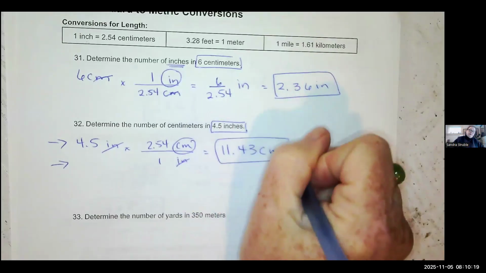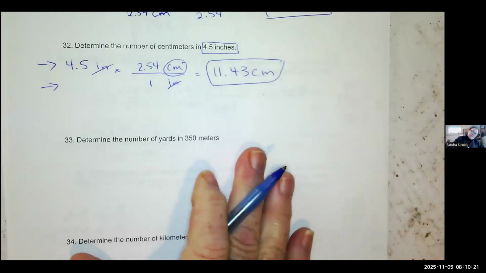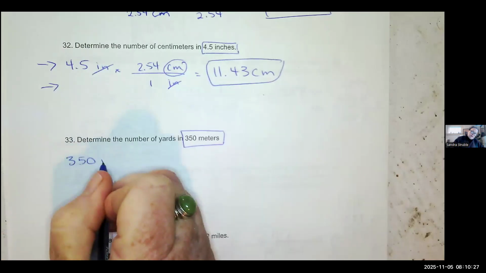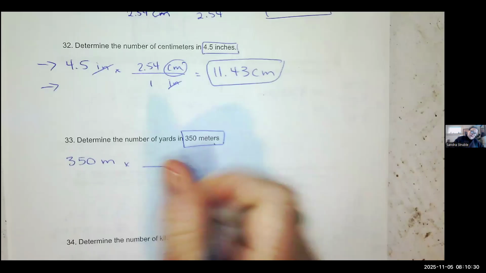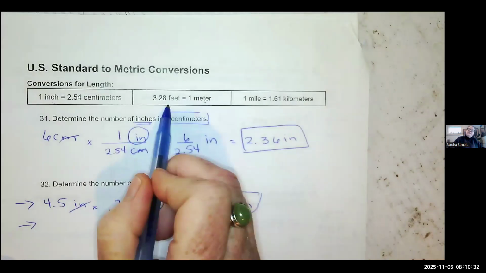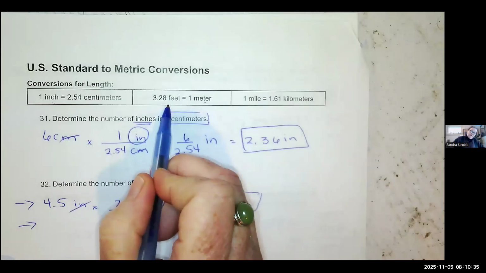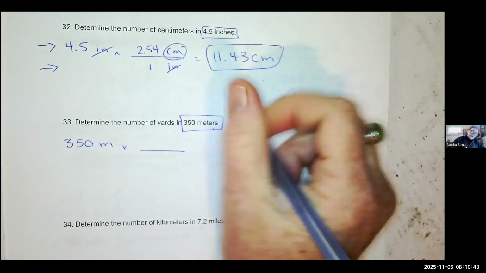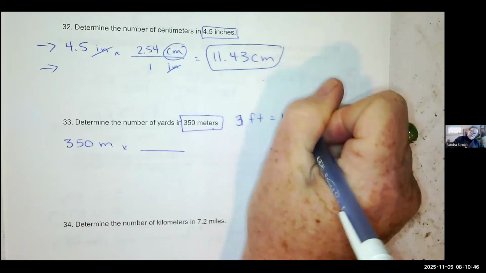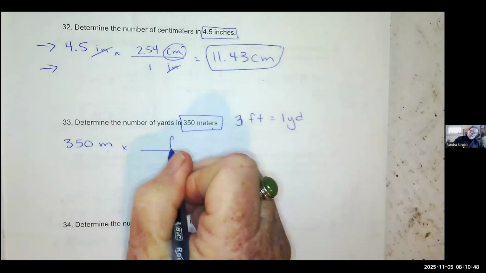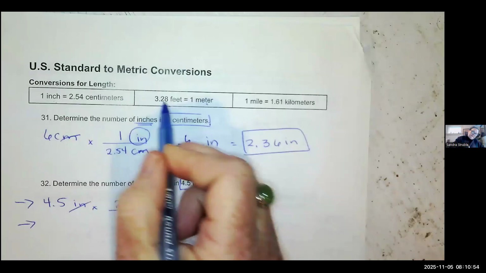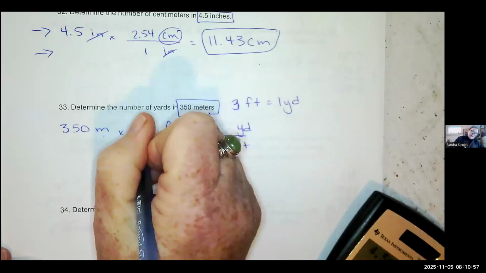Determine the number of yards in 350 meters. Start with what you're given. 350 meters. Do we have a way to get from meters to yards? Well, we can get from meters to feet, and we can get from feet to yards. You just need to know that 3 feet is 1 yard. So we're going to go from meters to feet, and then from feet to yards. And it's 3.28 feet per meter, and it's 3 feet per yard.